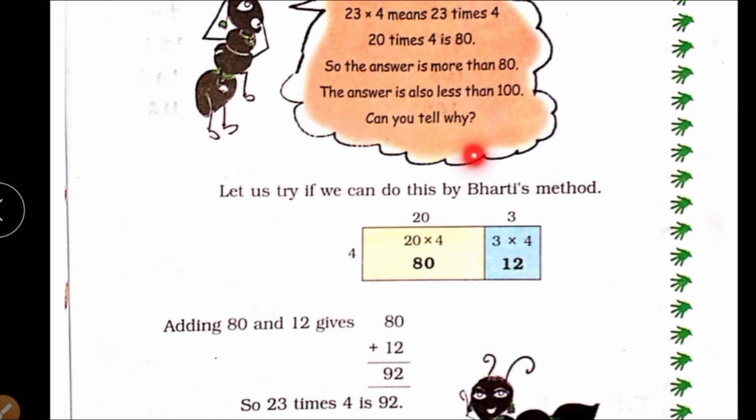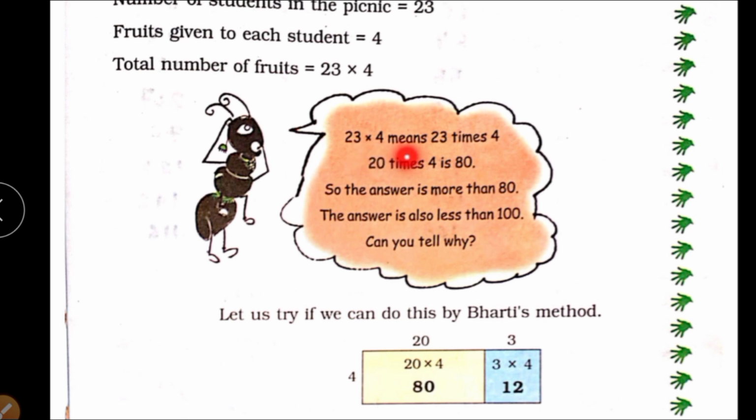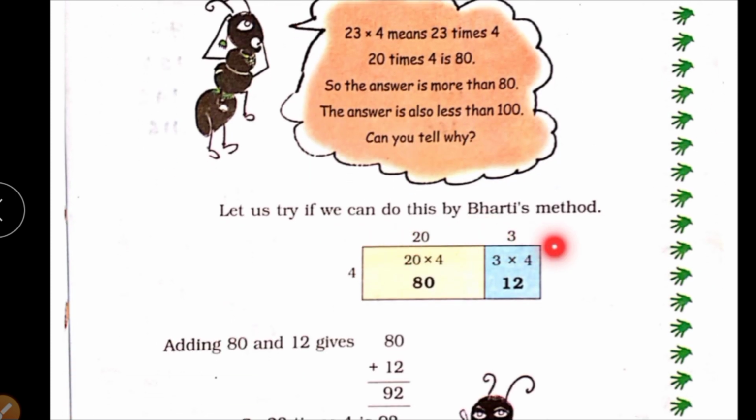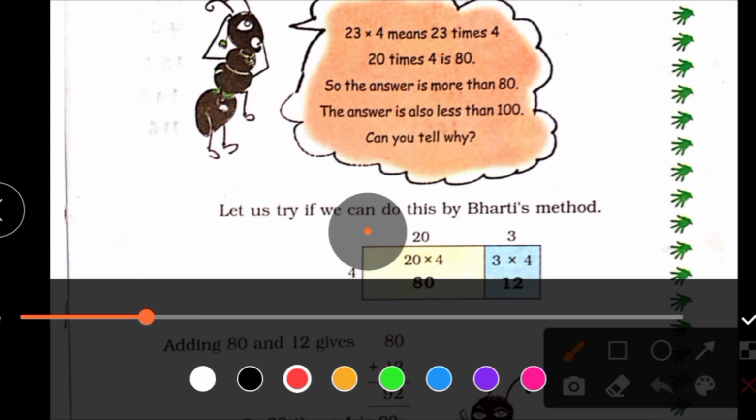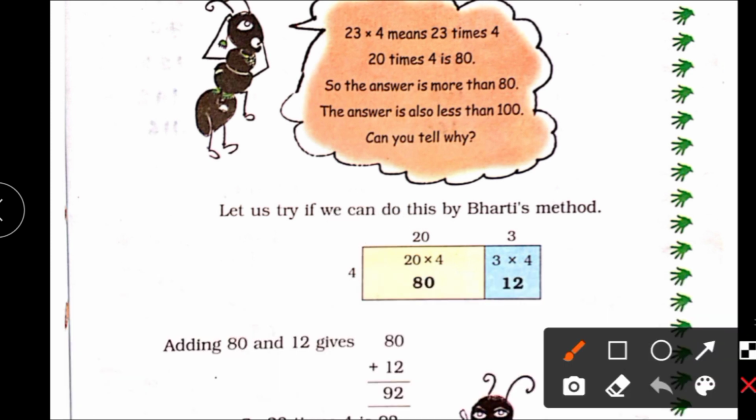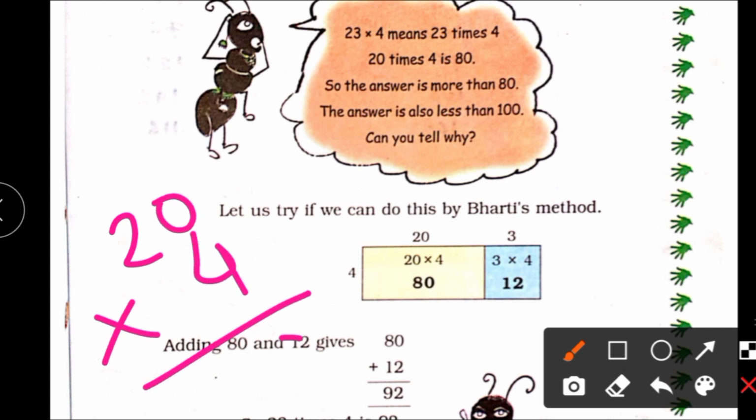Okay. So 23 multiplied by 4. For 23, we have to expand 23. So 23 is 20 and 3, and multiply by 4. So 20 multiplied by 4 is 80 and 3 multiplied by 4 is 12. Twenty multiplied by 4. 0 4s are 0. 4 2s are 8.